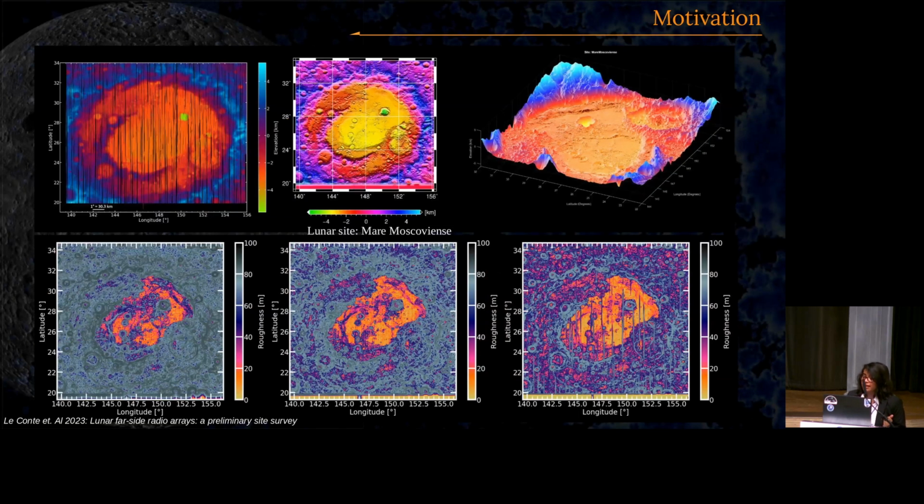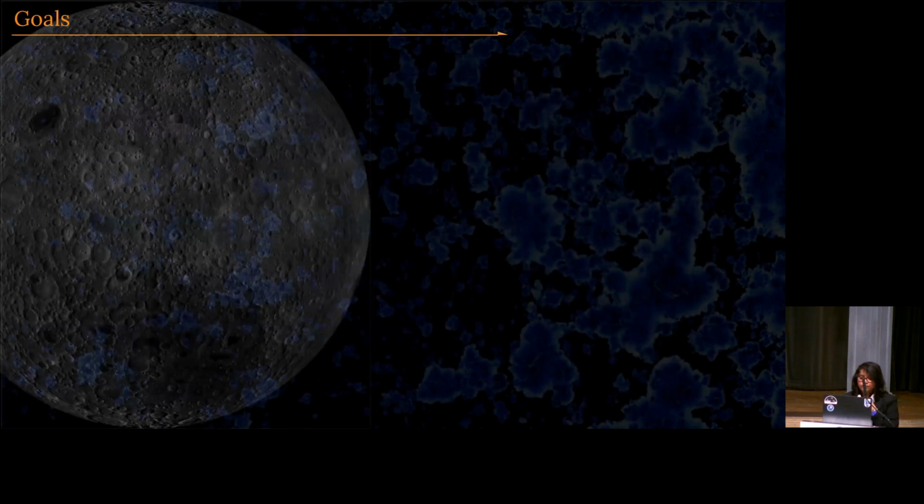This brings me to my next slide. I want to particularly highlight this very recent paper where the author characterizes 8 different potential sites for a radio array. On the top row are the digital elevation maps, and on the bottom row are the roughness maps at different scales. The takeaway from this slide is that areas of slight roughness are very patchy and very hard to get. That's the motivation of my work.